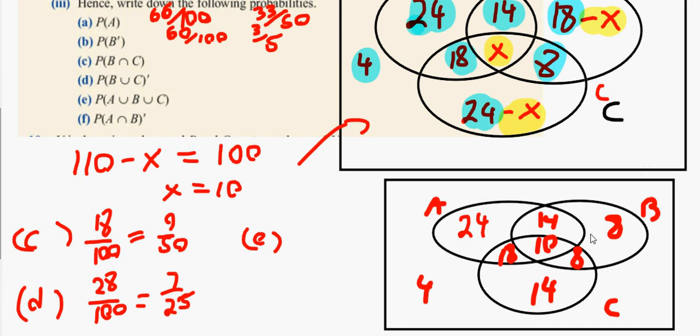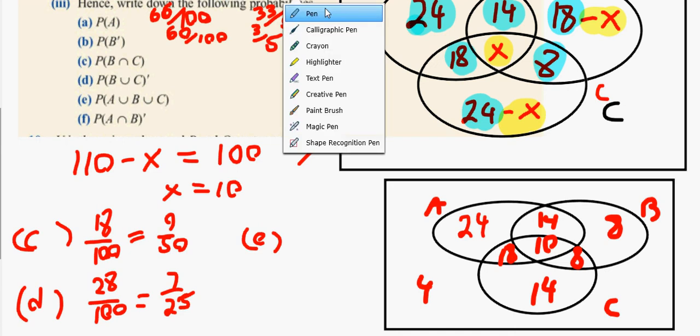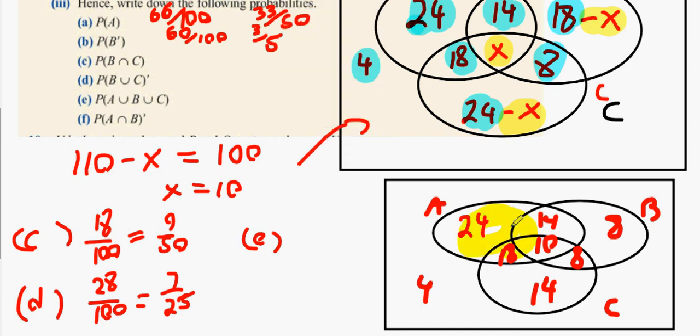E, probability of A union B union C. What's A union B union C, anybody? Everything but the 4, isn't it? Everything but the 4. So what do we get there then? 96 out of 100.